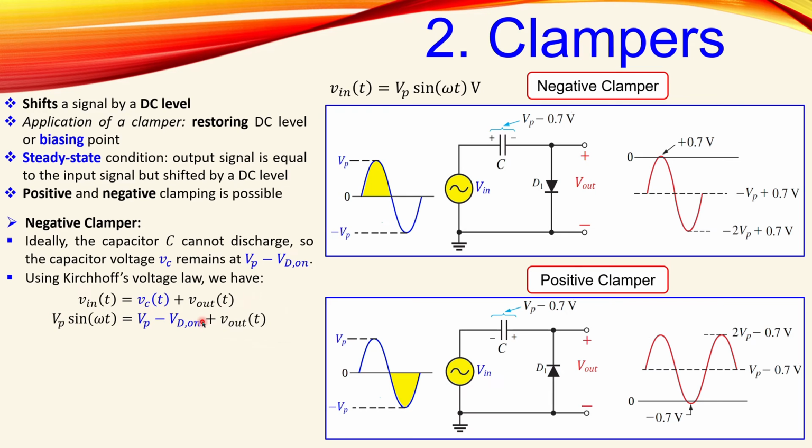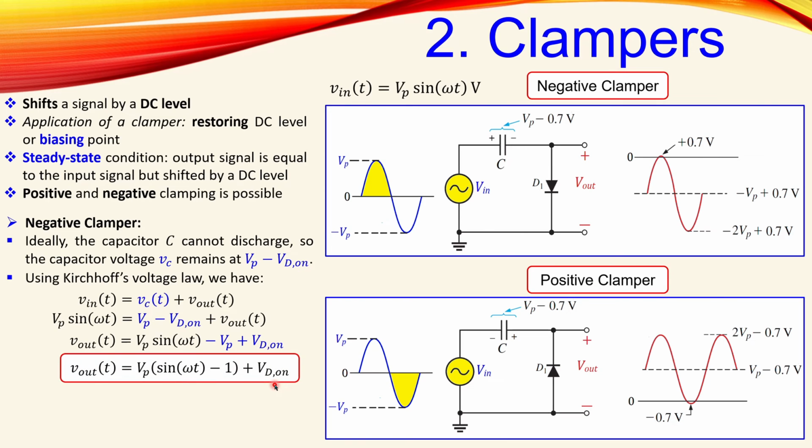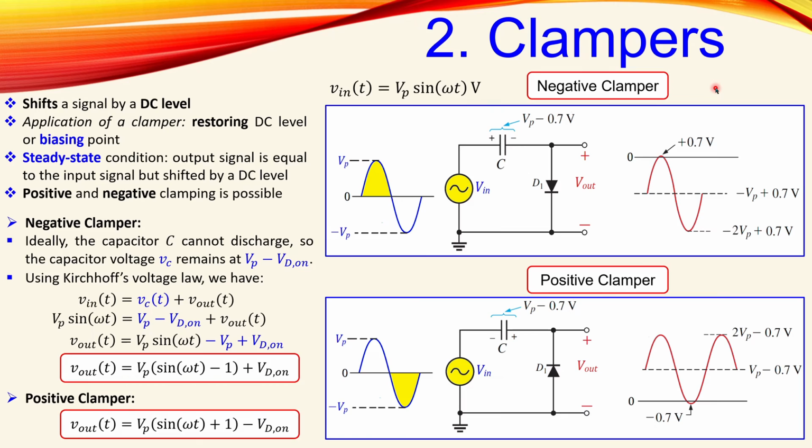If I now work this out and write it down in this form, you can express the Vout in terms of Vp and also Vd on. With a little more simplification, you get Vout equal to Vp times the sine of omega t minus 1, plus Vd on. Now, this is the mathematical expression for this waveform, for this negative clamper. In a similar form, we can work out the analysis, and for the positive clamper, you will get this.